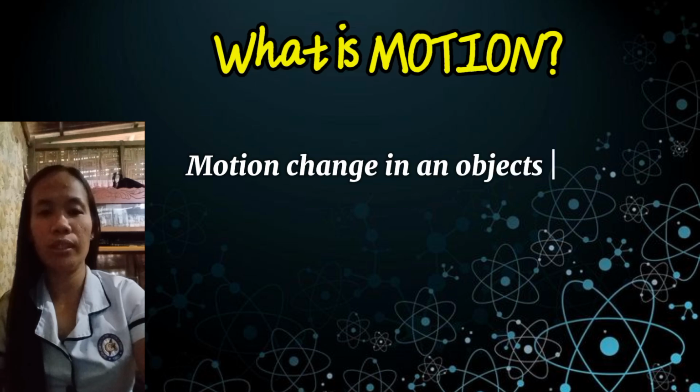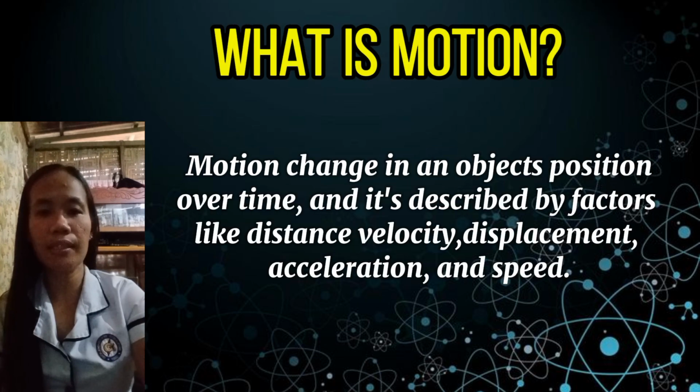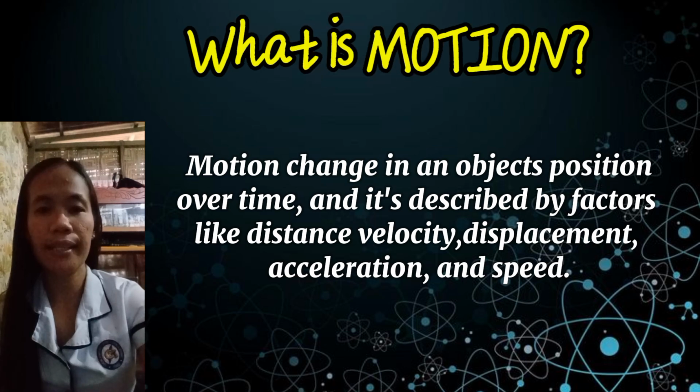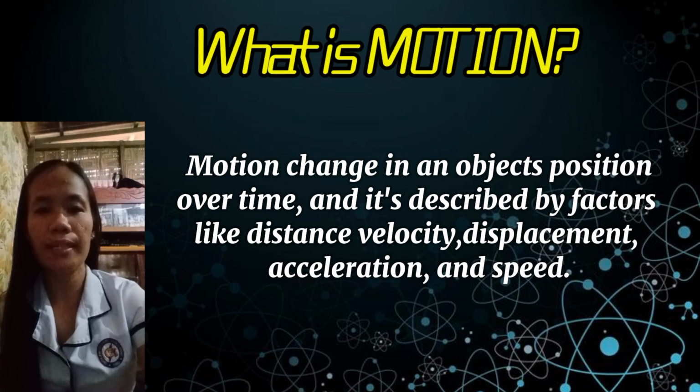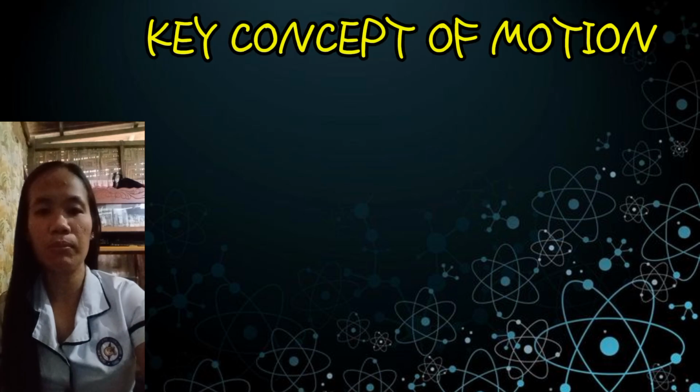So what is motion? Motion is the change of an object's position over time, and it's described by factors like distance, velocity, displacement, acceleration, and speed. So here are the key concepts of motion.